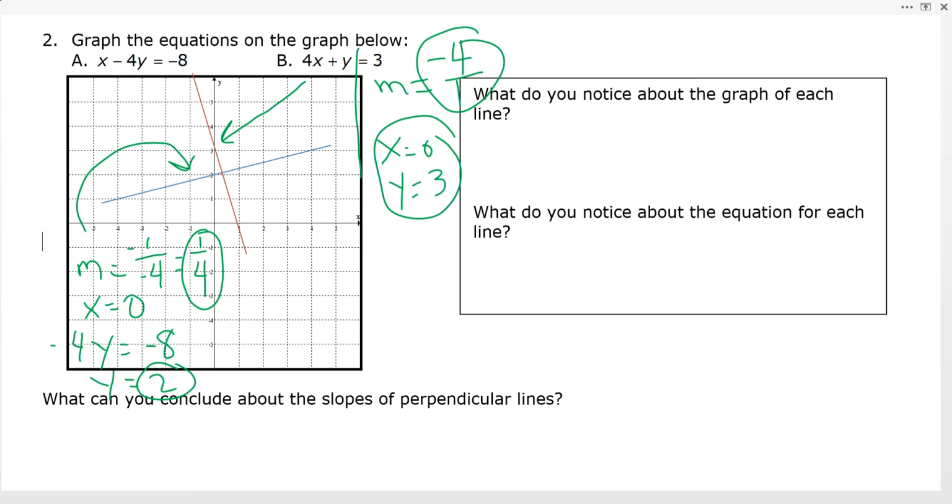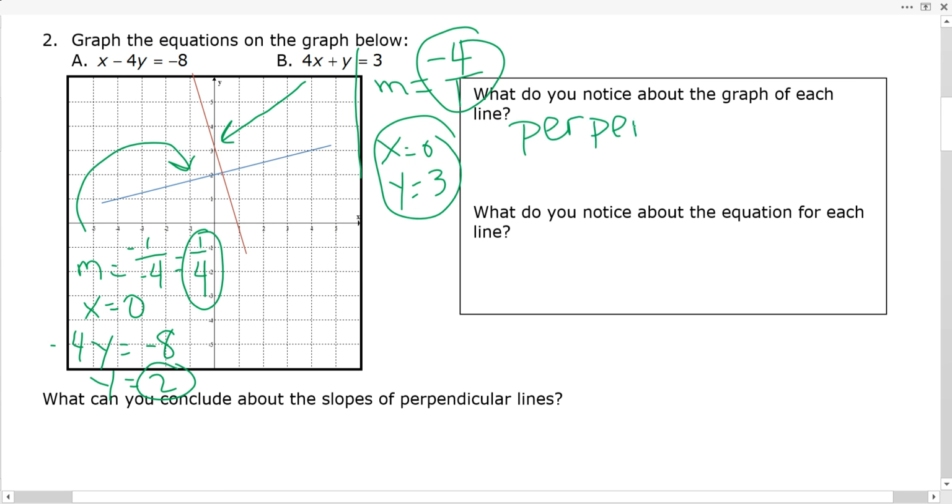The problem with not changing them is you have to find the slope, which is totally fine. So what do you notice about the lines? Hopefully you notice they're perpendicular again. We have a positive slope and a negative slope.